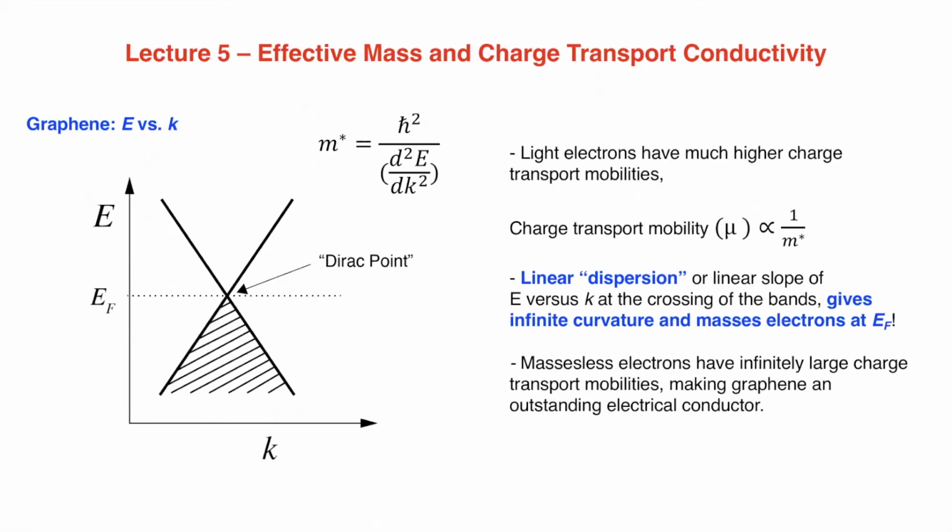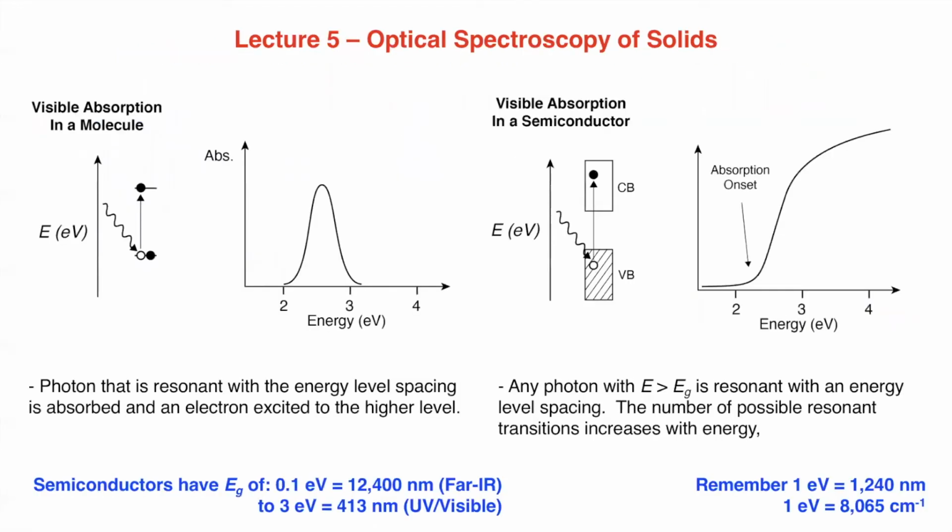You can look at the lines where the Fermi energy is and say something about the behavior of electrons in the solid, graphene being a very cool example of that. All right, and then we started talking about optical spectroscopy in solids, and that's where I'm going to pick up again for today.